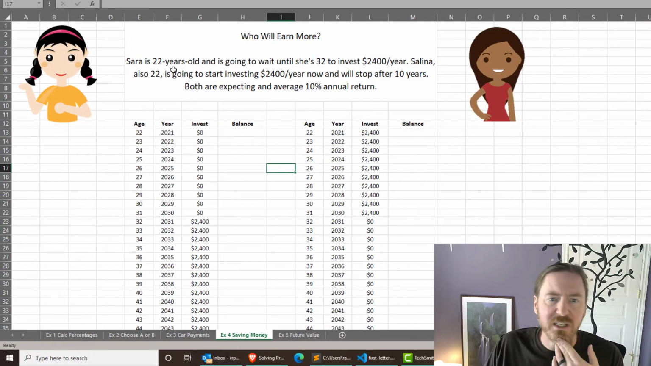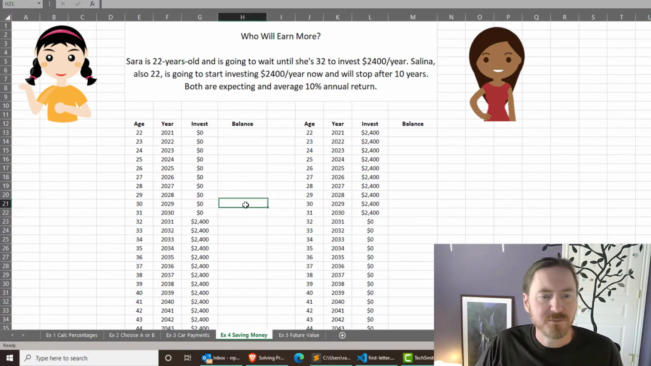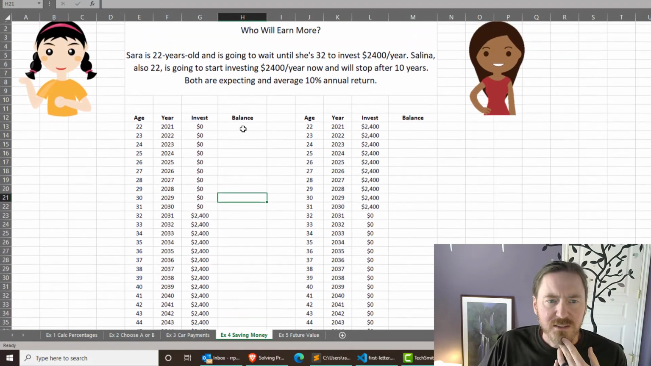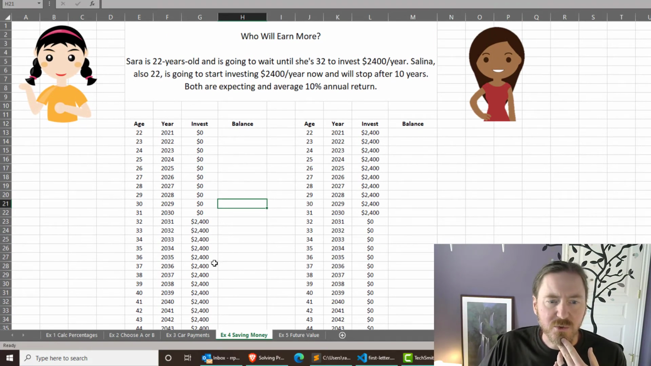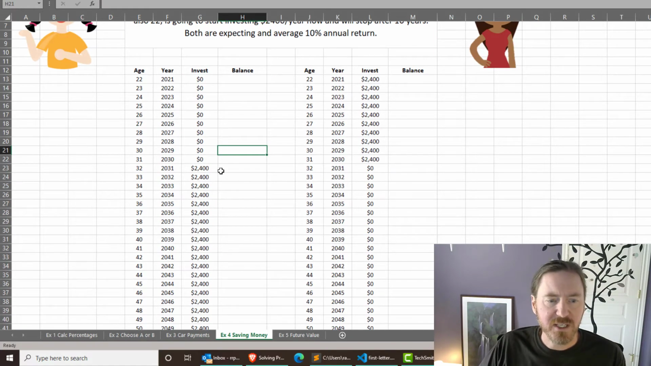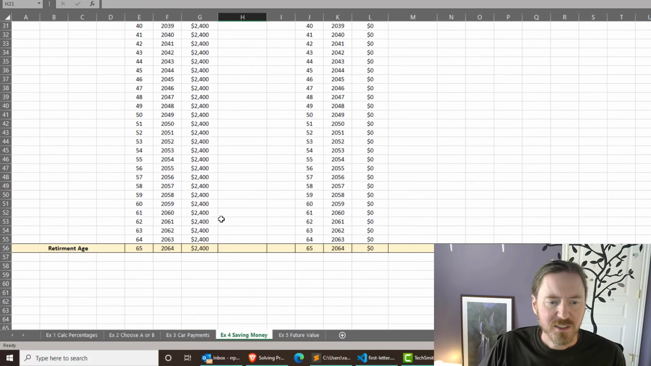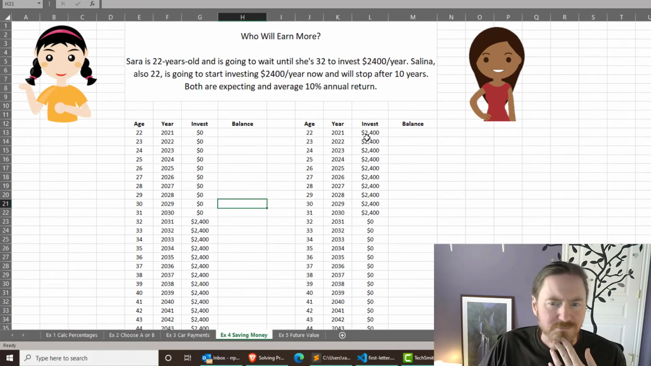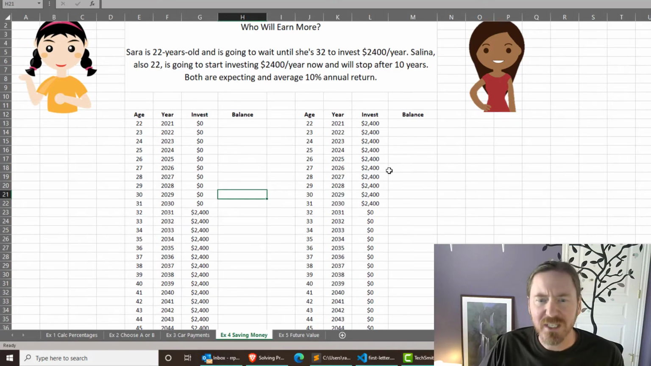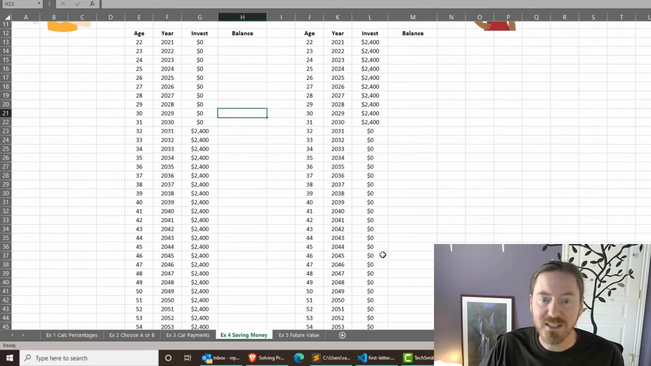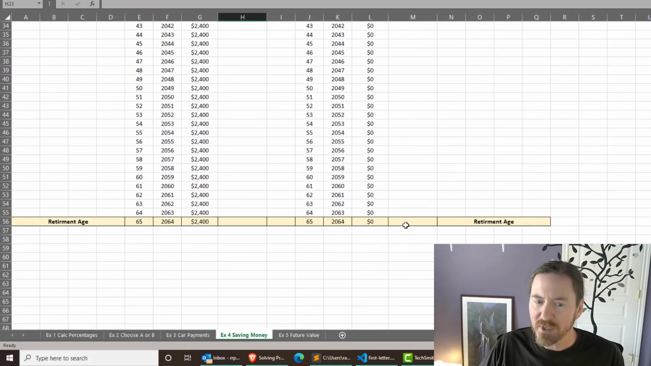All right, we've got 2 scenarios here. Sarah and Selena. They are both 22 years old. Here's the deal with this one. Sarah is going to wait to invest, and then she's going to invest $2,400 per year until retirement. Whereas Selena, she's going to invest $2,400 a year right away, but only do it for 10 years, and then she's just going to sit on it for a bit and see how much we have at retirement.